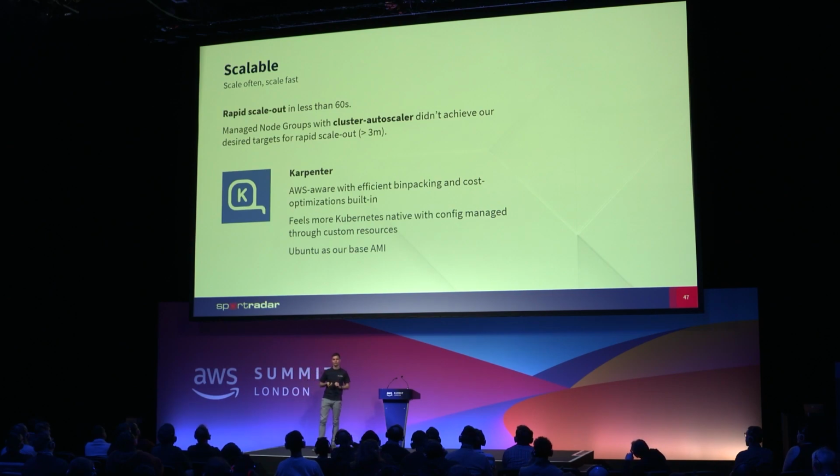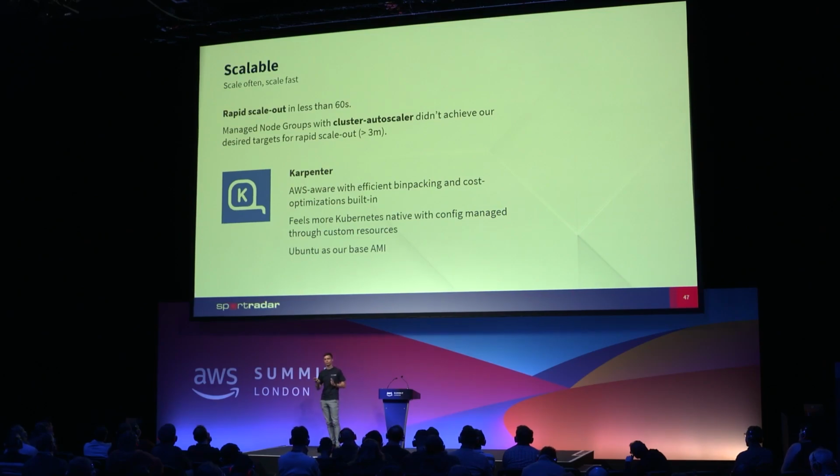We love Karpenter so far. It's AWS aware, it's Kubernetes aware, but what we love the most is that it lets you manage your node specifications in a more Kubernetes native way through custom resources. So we kept Ubuntu as our base AMI, we just switched the autoscaler, replaced it with Karpenter, and we ran another scaling test. And the results were quite promising.